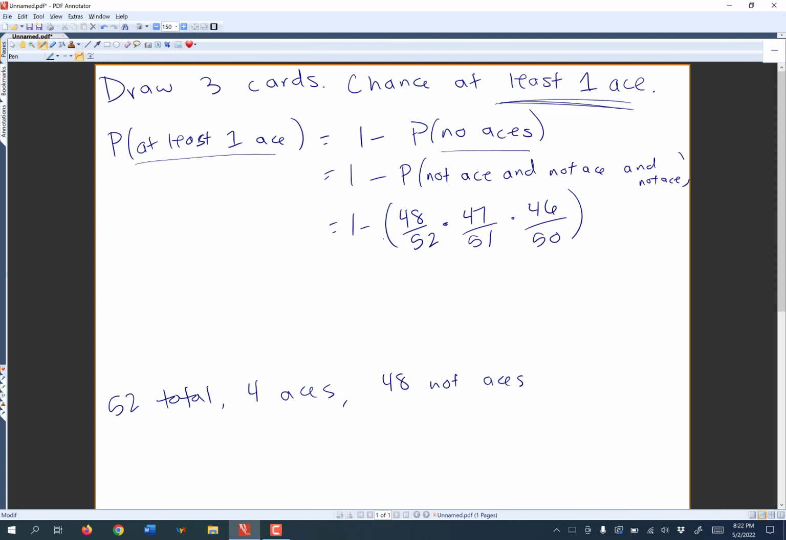So you'll just put this into your calculator, 1 minus all of that, and that will be the probability of at least 1 ace.